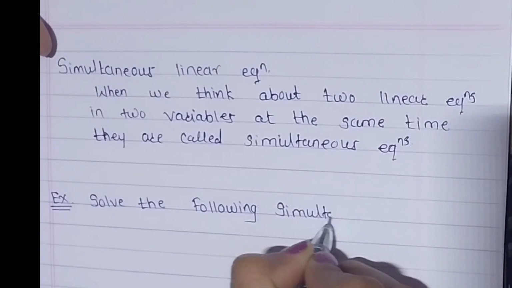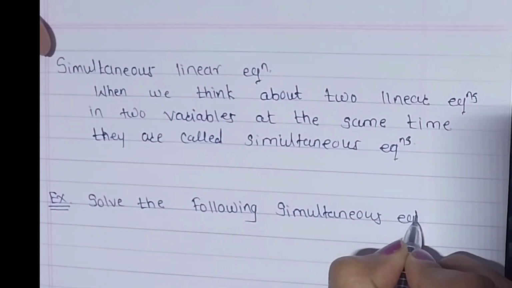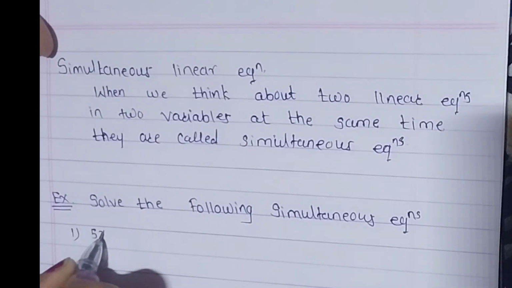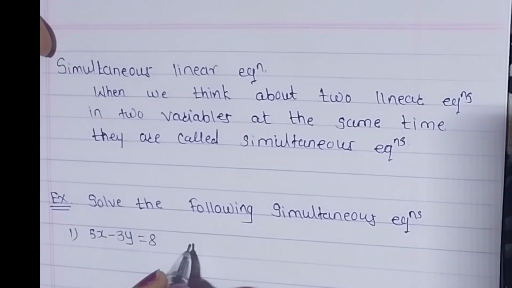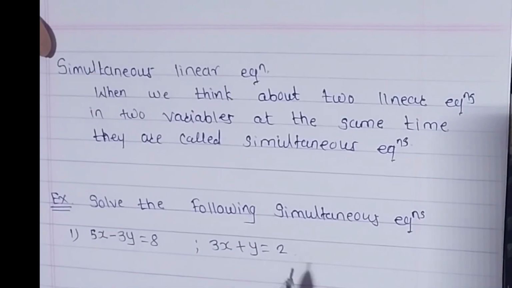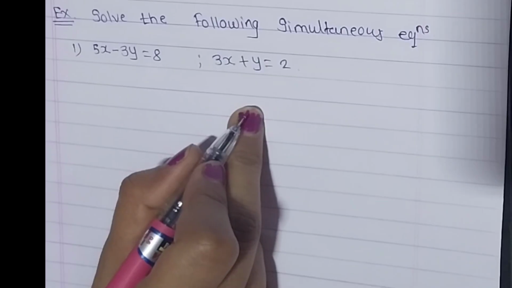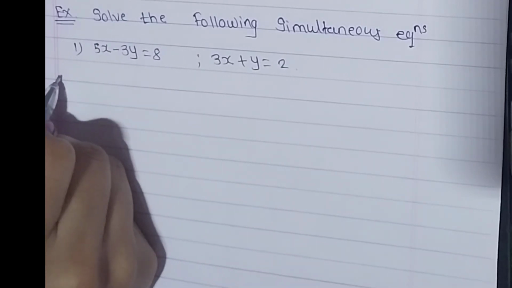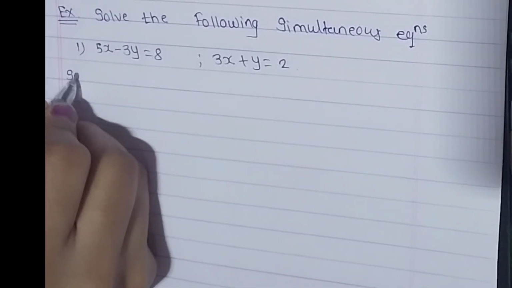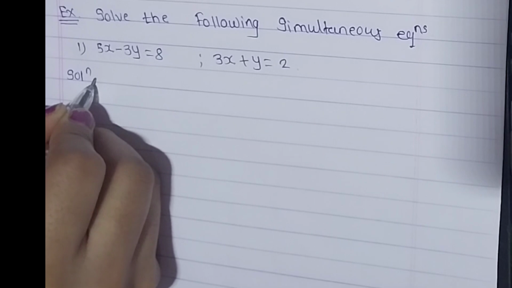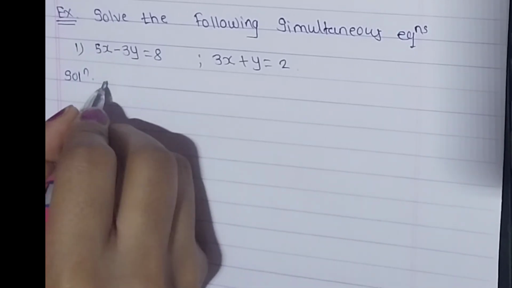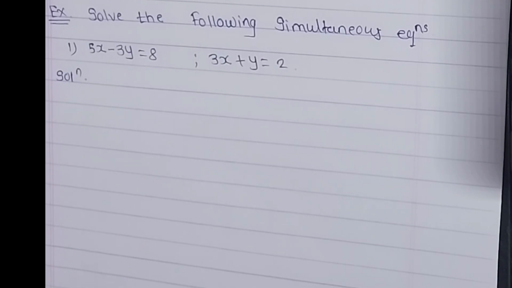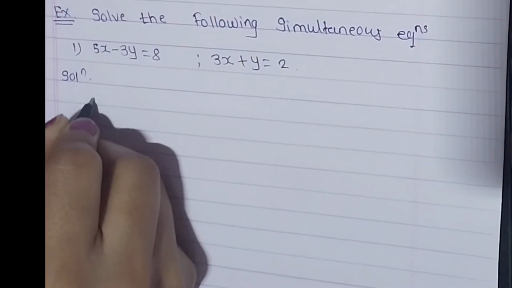So let's see one example. Solve the following simultaneous equations: 5x minus 3y equal to 8 and 3x plus y equal to 2. These two are called simultaneous equations. Now what is the solution? We have to find the solution for these equations.